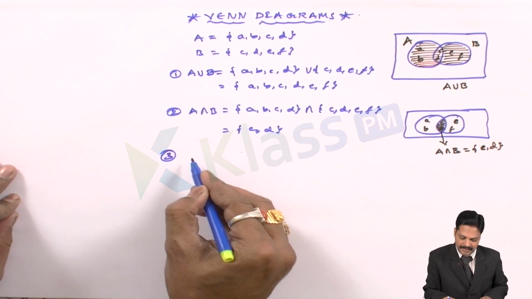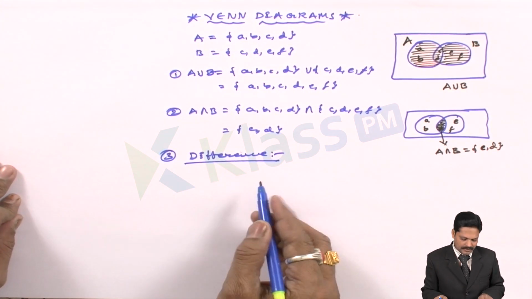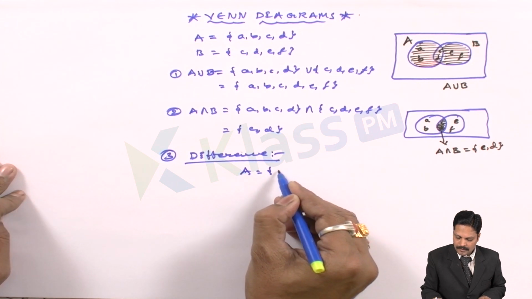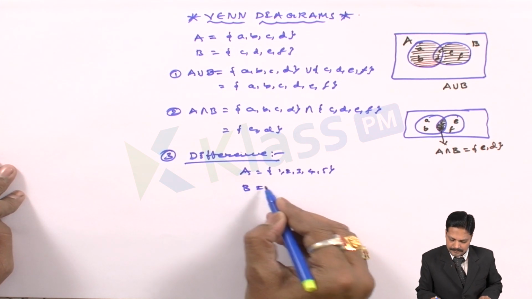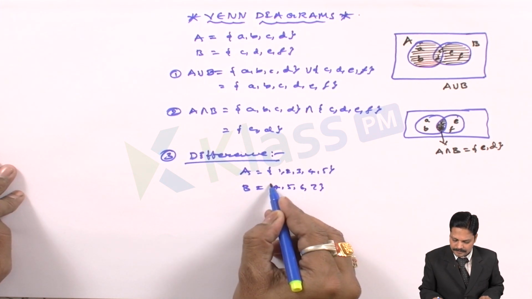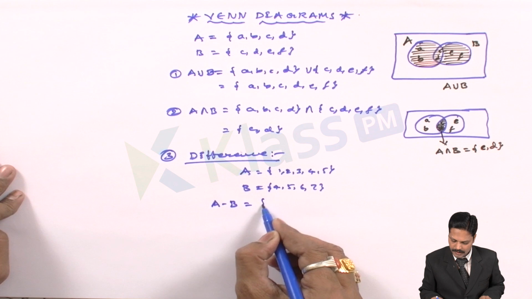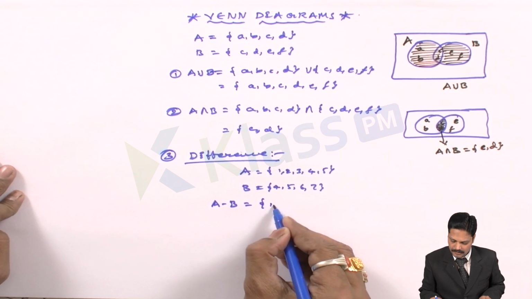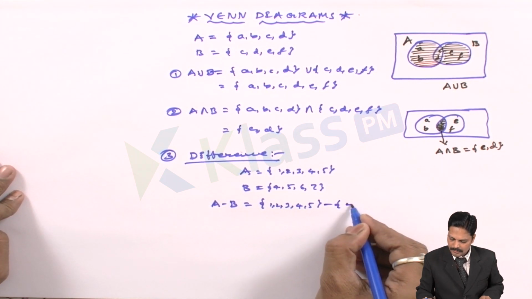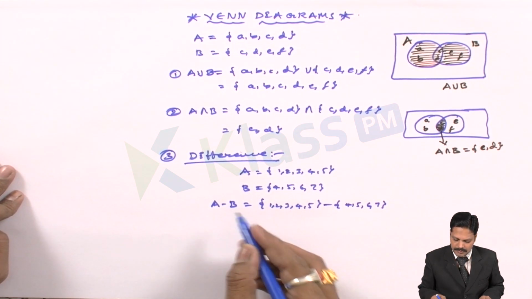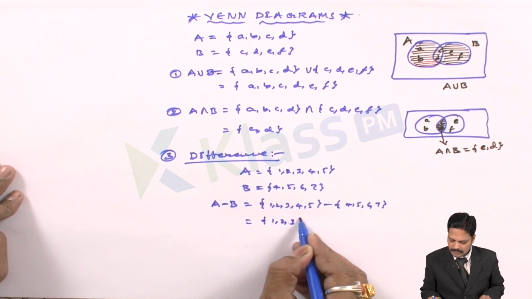Next, the third one I am saying is difference. How can we represent the difference? I am taking set A as 1, 2, 3, 4, 5 and set B as 4, 5, 6, 7. Right. So coming to the difference, I am taking A minus B. So here I am taking set A 1, 2, 3, 4, 5 minus set B 4, 5, 6, 7. So the difference A minus B is 1, 2, 3.